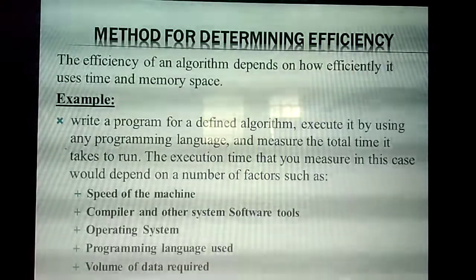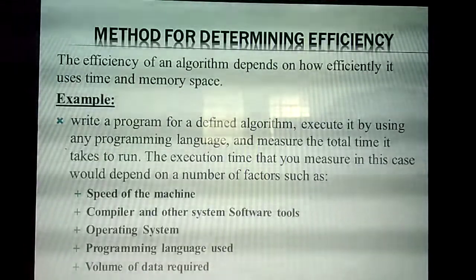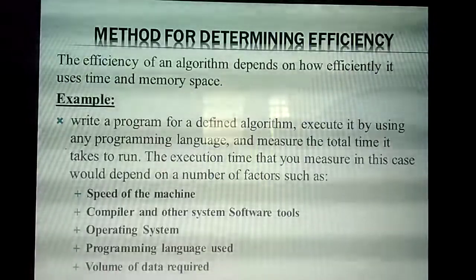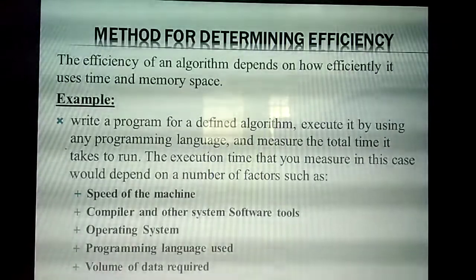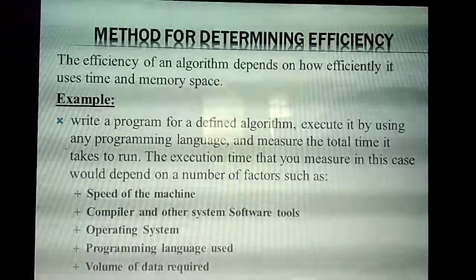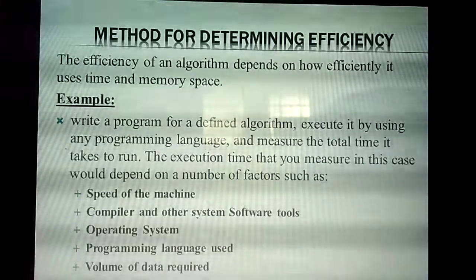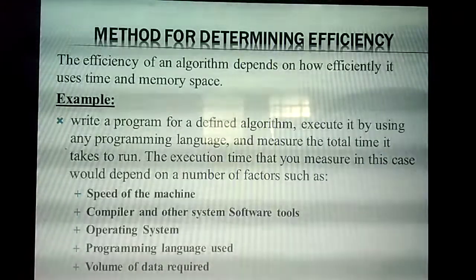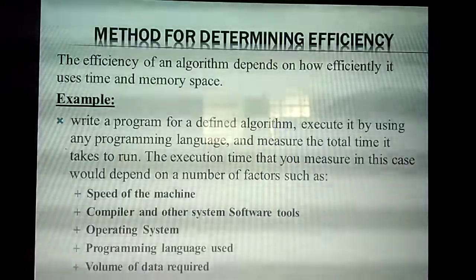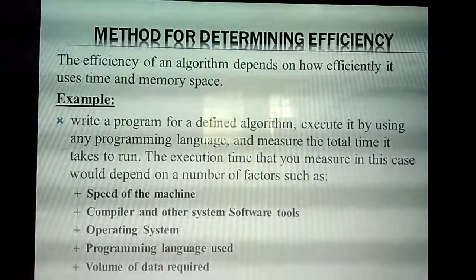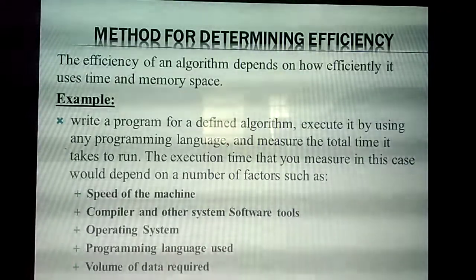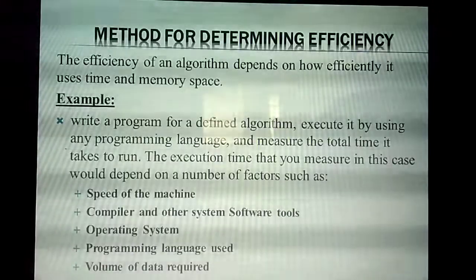Operating system means OS. So in which system are you typing? For example, you are typing a program in one system, and that system contains Windows 7 maybe. The next system may be Windows 10. Next system Windows XP. Next system Ubuntu. So these are the different kinds of operating systems. Based on that operating system, the execution time will differ.